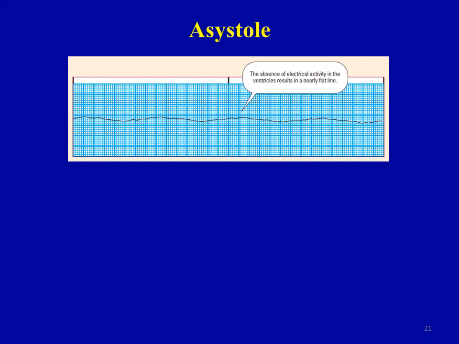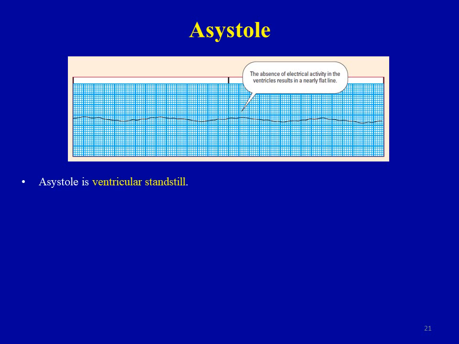Before concluding the discussion about the ventricular arrhythmia, I want to talk about two important things. These are asystole and the pulseless electrical activity. As you can see here in this trace, we can't see any electrical activity, just a flat or almost flat line. So the absence of electrical activity in the ventricles results in a nearly flat line.